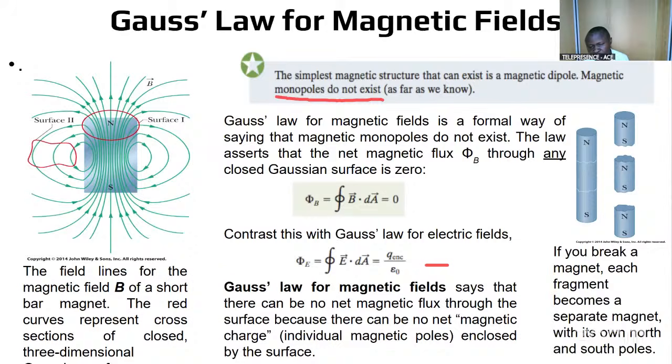Magnetic monopoles do not exist. Please take note. Because of this, the charge enclosed by the magnetic field will be zero. Therefore, the Gauss law for the magnetic field is given by this equation: phi B, the integral of the magnetic field B dot dA, equals zero.